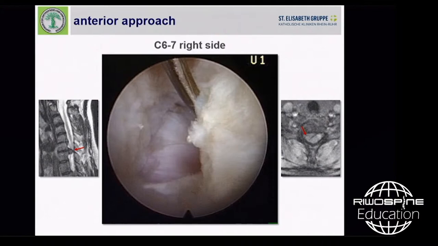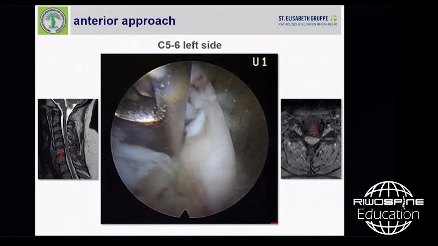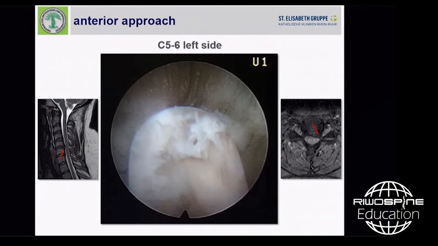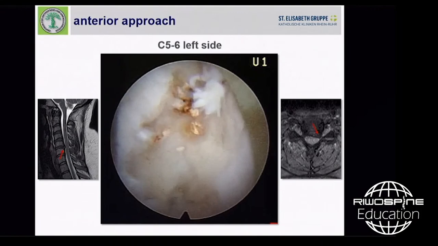Other example to show just the possibilities for mobility, operation on the left side. So first preparation, then again the preparation of the bony structures, uncinate process, and the decompression. So preparation here, and then starting with bone resection.